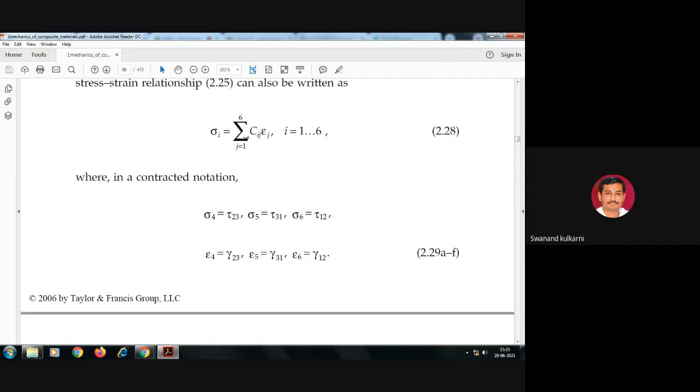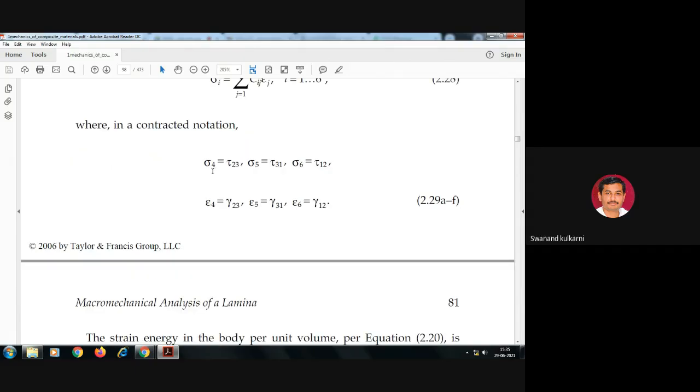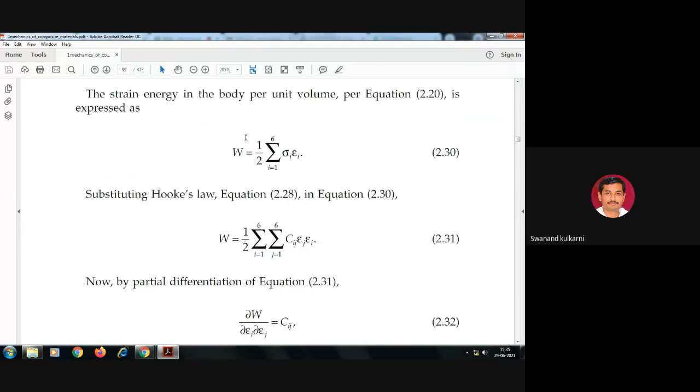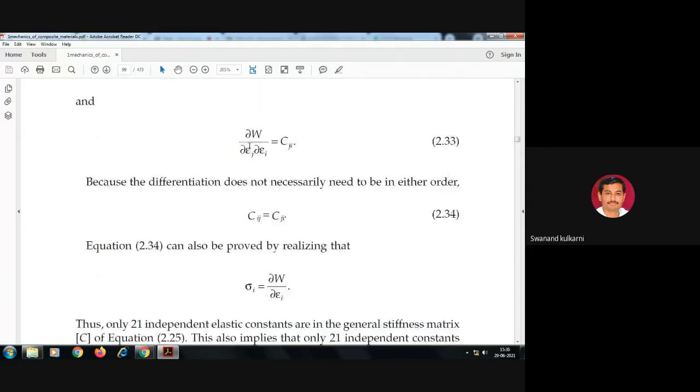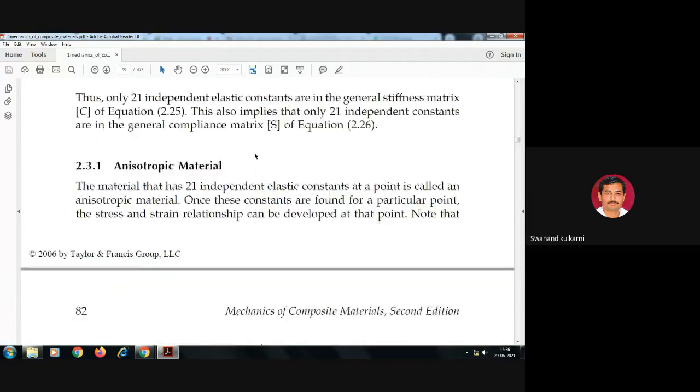Is it okay? Then in contracted notations, here we have used the term tau 23 which is replaced by sigma 4, tau 31 which is replaced by sigma 5, like this. Epsilon 4, epsilon 5, epsilon 6, meaning stress and strain, are represented with these notations in a contracted matrix. Likewise, now the values of these stresses and strains and the strain energies can be identified.